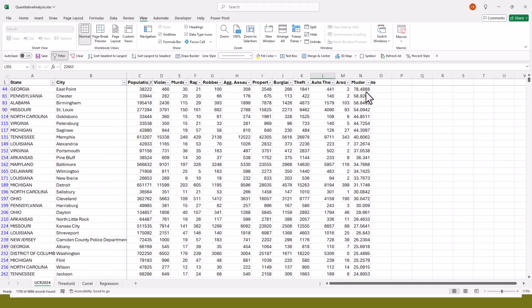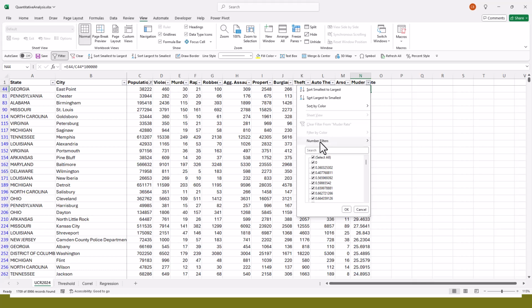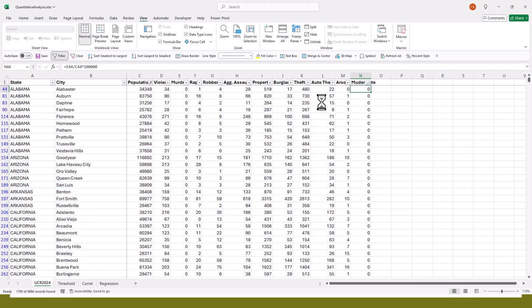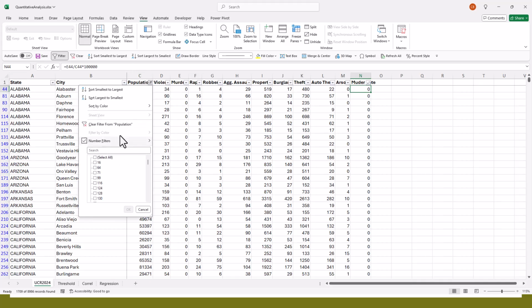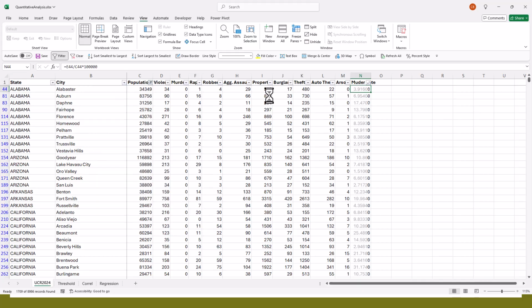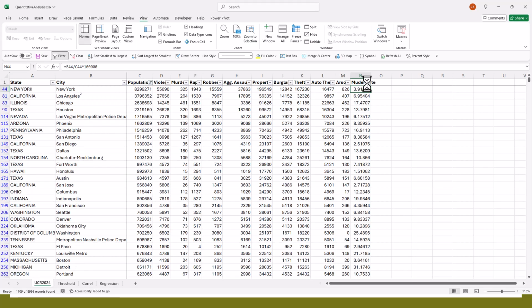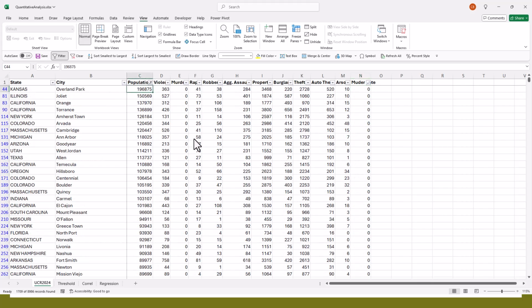What's the safest city when it comes to murder in the country? Well, that's going to be tough because a lot of cities had no murders. I suppose it would be the city with the highest population that has no murders. And that would be Overland Park, Kansas, the headquarters of the International Association of Crime Analysts, with almost 200,000 people and no murders.